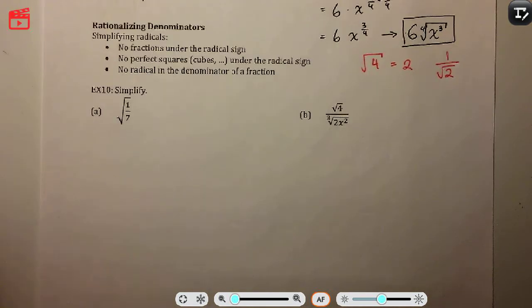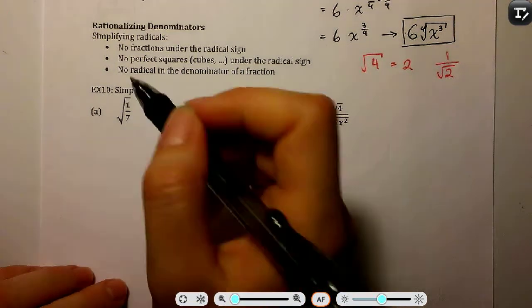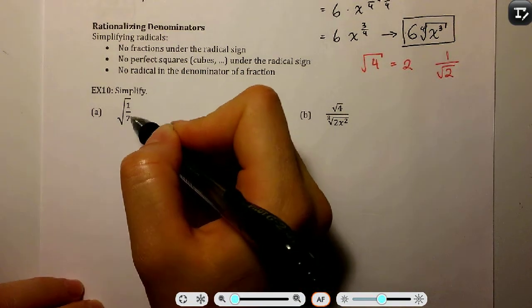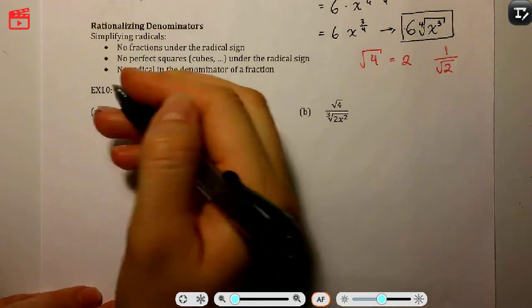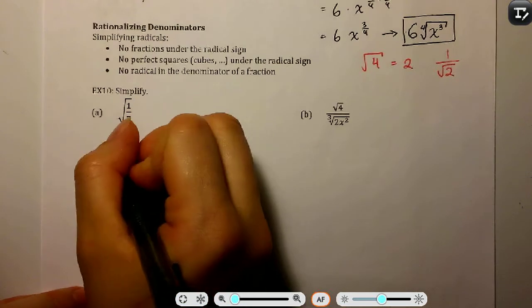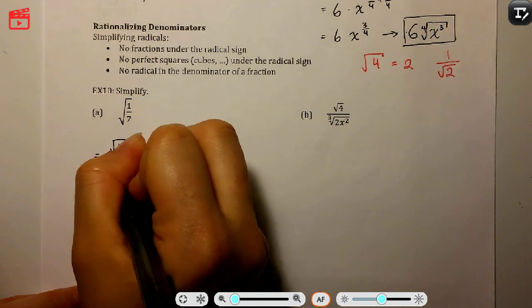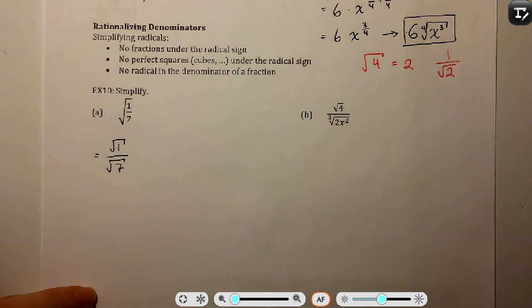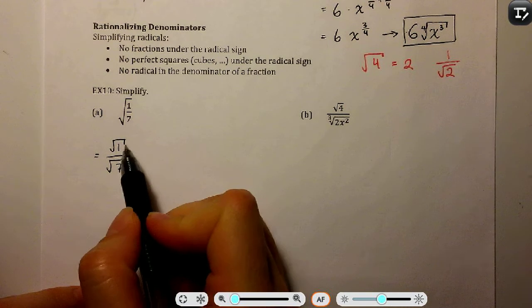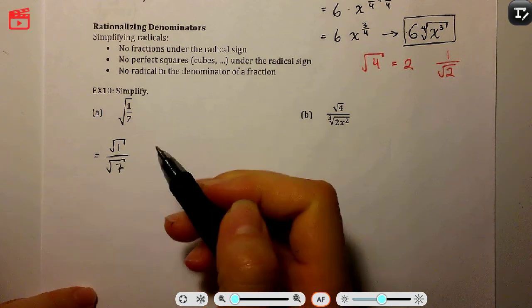All right, so part A. Well, right off the bat, I have a fraction under the radical, so I can't do that. So I'll go ahead and simplify this by splitting the radical into the top and the bottom. And from that, do we know what the square root of 1 is? Well, yeah, it's 1.